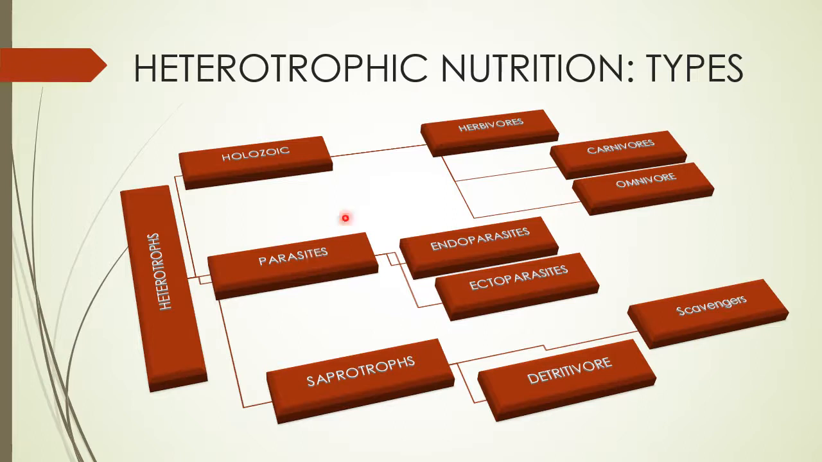Now these parasites are classified into endoparasites and ectoparasites depending on whether they live on the body of their host or inside the body of their host. The third group is saprotroph. These are the organisms which feed on dead and decaying material.